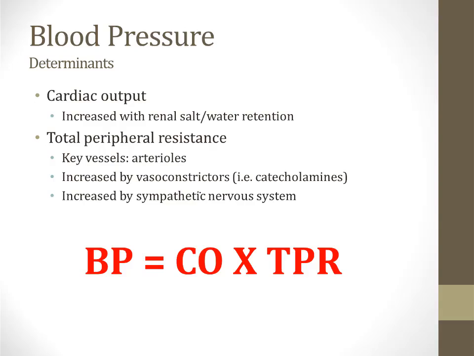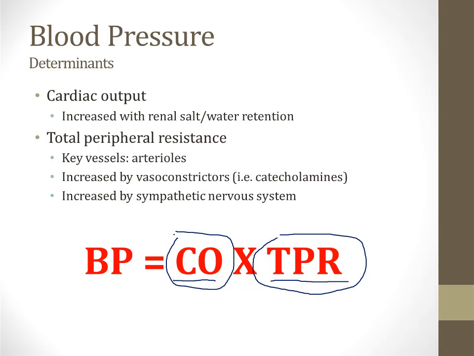Your blood pressure is determined by a combination of the cardiac output and the total peripheral resistance. So all of the causes of secondary hypertension are disorders that either raise the cardiac output or raise the peripheral resistance. For example, the cardiac output will rise in the setting of renal salt and water retention, and this is a common mechanism of development of secondary hypertension in the setting of kidney disease.